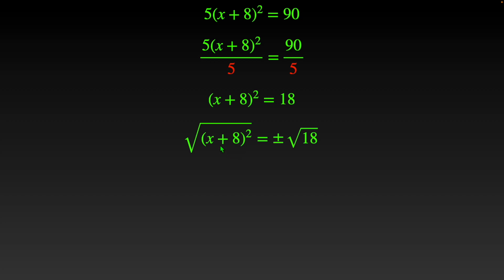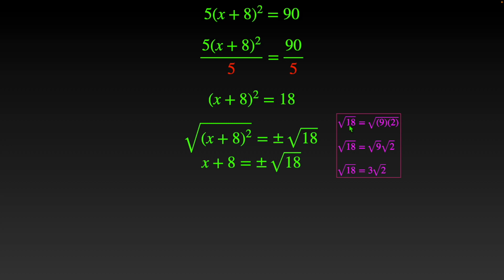When I take the square root of both sides, on the left-hand side, I just get x plus 8. On the right-hand side, we get plus or minus square root of 18. Before we proceed with this example, let's see how we can simplify square root of 18. Square root of 18, we can write it as square root of 9 times 2. And then we can separate them into 2, square root of 9 times square root of 2. What is square root of 9? That is 3. So we get 3 square root of 2. So now let's use this simplified answer in the next step.